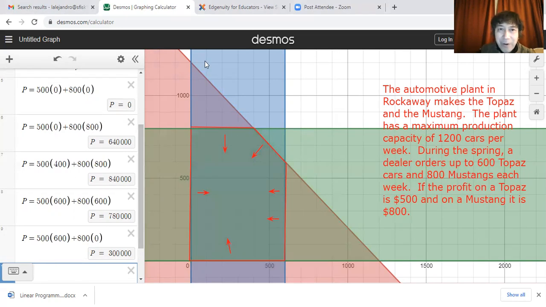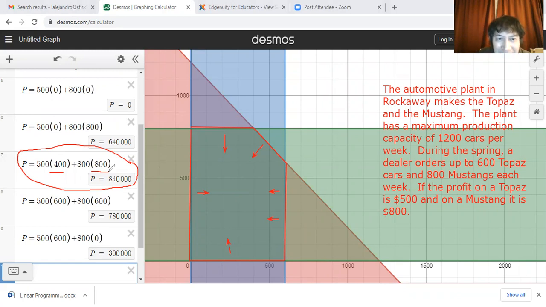So where is that? It's over here. This will be the solution, and this will be the X, and this will be the Y, which stands for the Topaz and the Mustang. All right, and so I wonder if we still have those cars. I think we still have Mustangs. So we have 840,000. That would be the maximum. You can see it's the highest value there. The minimum, of course, is zero there.